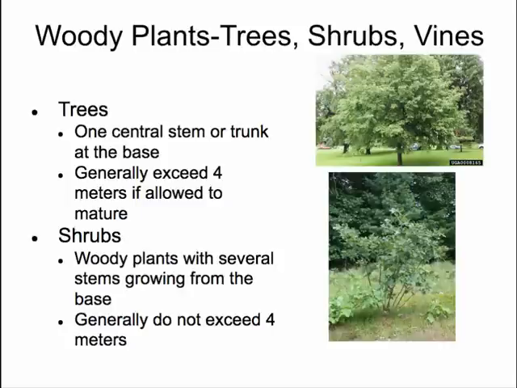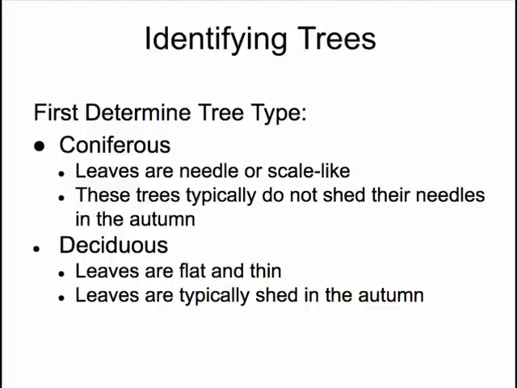When talking about woody plants, you're typically identifying the difference between a tree and a shrub. The difference is a tree has a central stem or trunk at the base. It generally exceeds 4 meters if allowed to mature. A shrub is a woody plant with several stems growing from the base and does not typically exceed 4 meters in height.